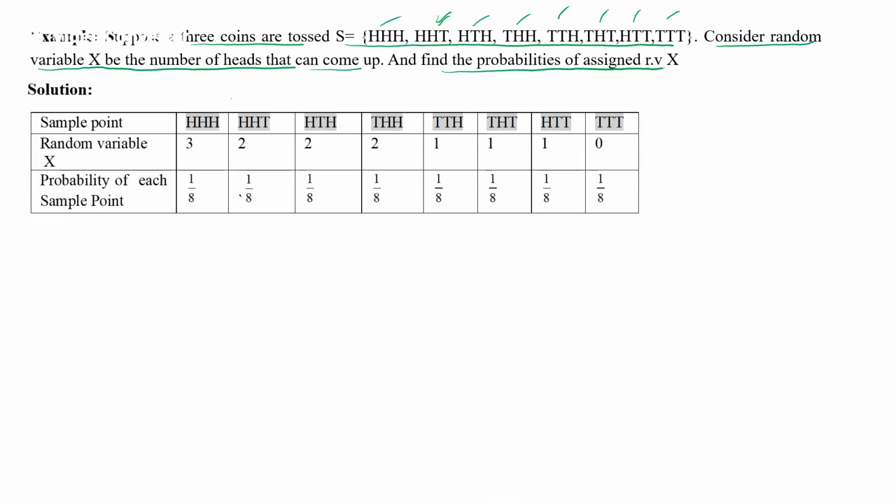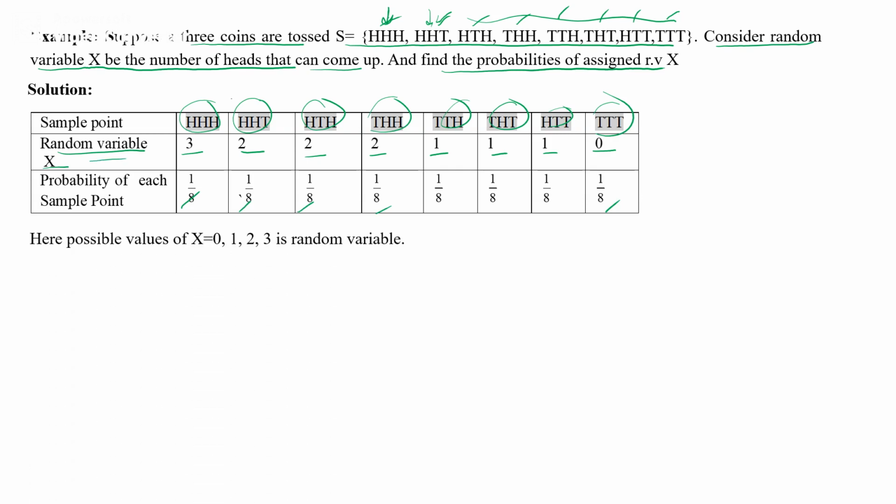So first we make the table. So we have 8 sample points. These are the 8 sample points. We take a random variable x, that is the number of heads that appear. So in the first we have 3, in the second sample point we have 2 heads, 2, 2, 1, 1, 1, and in the last no head appears. Now we have 8 sample points. So the probability of each sample point is what? 1 by 8 each. Now here we assign the random variable values. That is, the random variable x may be 0, 1, 2, 3.